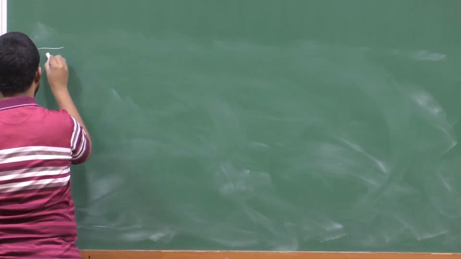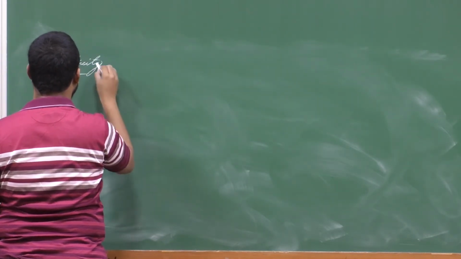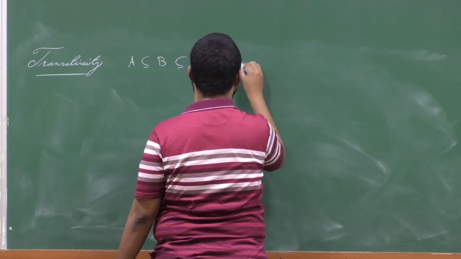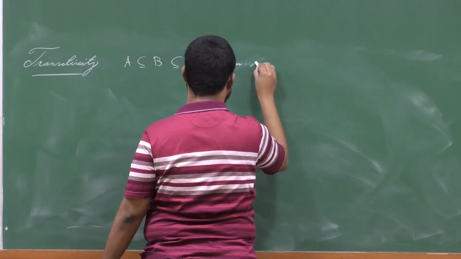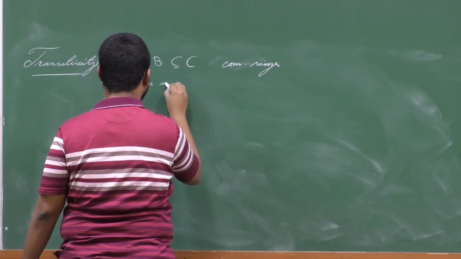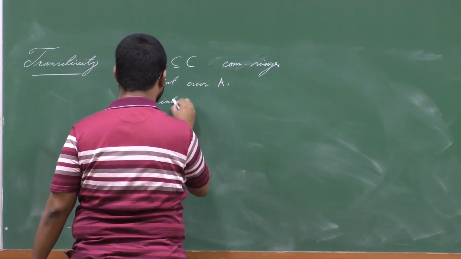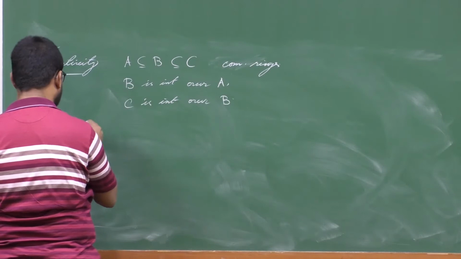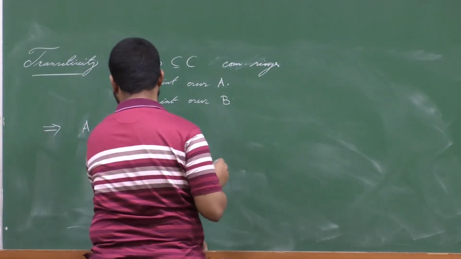So the transitivity says this: suppose we have an extension of commutative rings. Assume that B is integral over A, and C is integral over B. Then we are going to prove that C is integral over A.